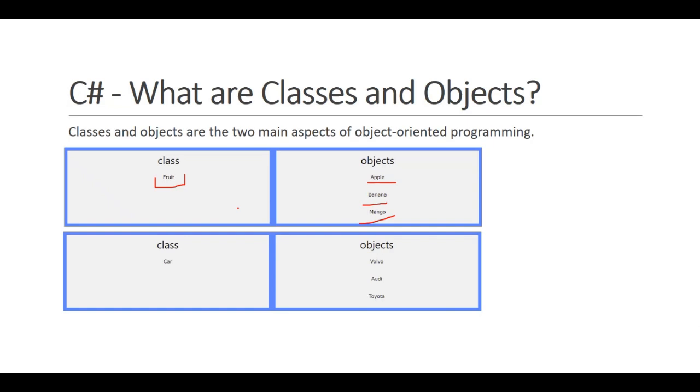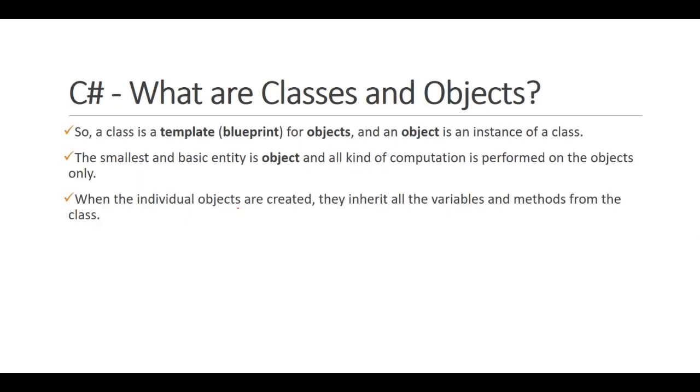Yes, they are two main aspects, classes and objects. Today we are going to create them. We are going to use them in our example. And here, the class will be a template, or we can say a blueprint, for objects. We are going to create objects, but the class will be our template or blueprint for objects. An object is an instance of a class.